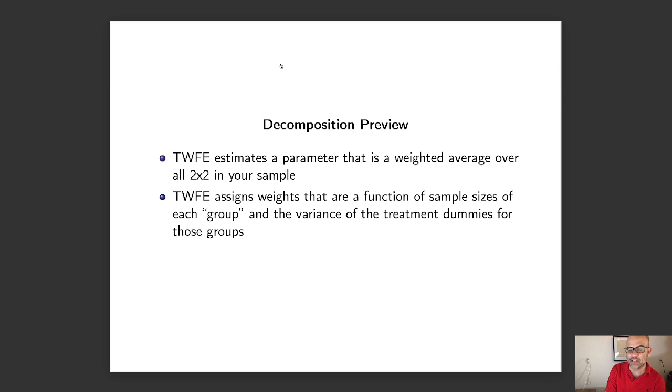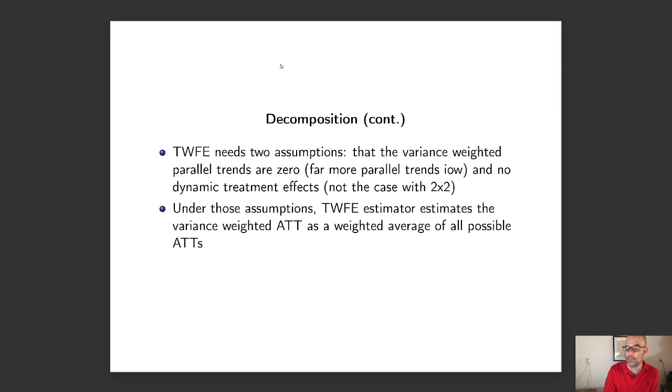Two-way fixed effects estimates a parameter that is a weighted average over all the 2x2s in your sample. Two-way fixed effects is going to assign weights. Those weights are a function of the sample sizes of each group and the variance of the treatment dummies for those groups. It needs two assumptions: variance-weighted parallel trends, and no dynamic treatment effects.